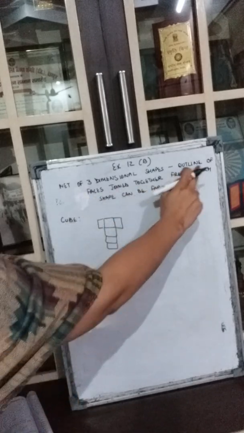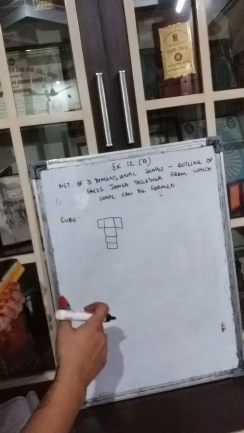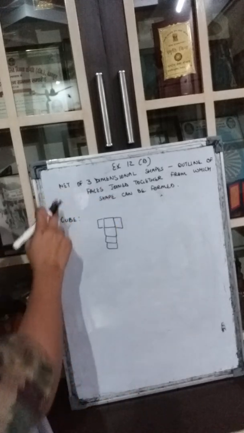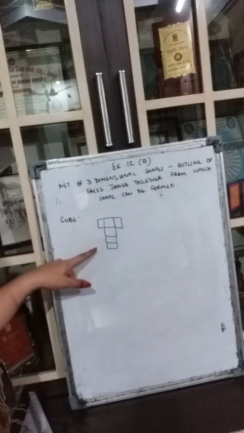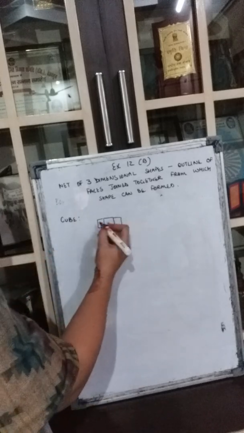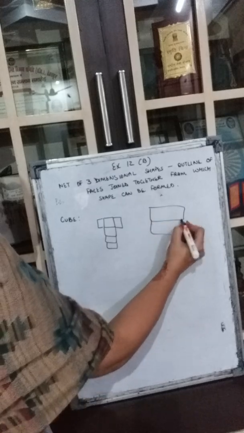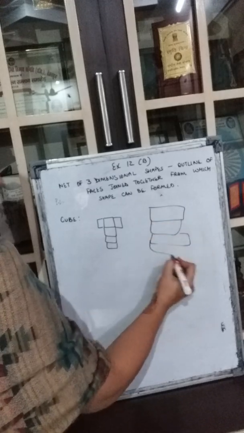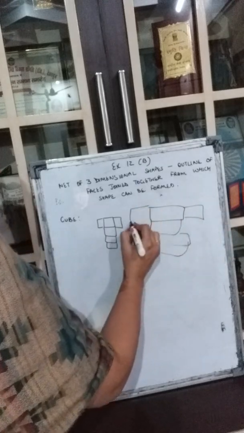This is simply the outline of the faces joined together. When these faces are opened and joined together, how they look is called the net of that particular shape. Instead of a cube, I can show you the cuboid. Here everything is rectangle shape, right? So when we open it, it will look somewhat like this.